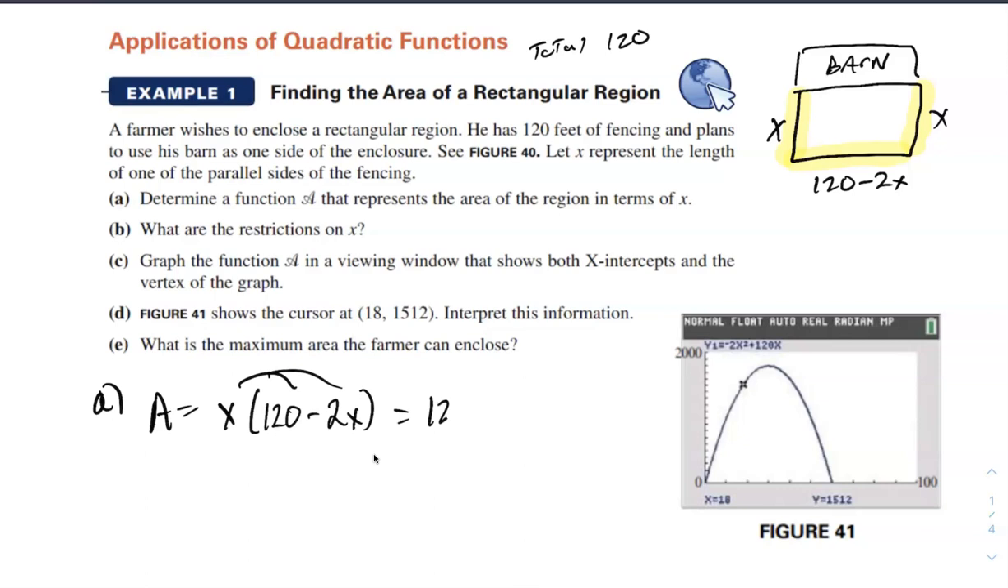I get 120x minus 2x squared. So that is my function. Area equals 120x minus 2x squared, and you can see it's a quadratic.